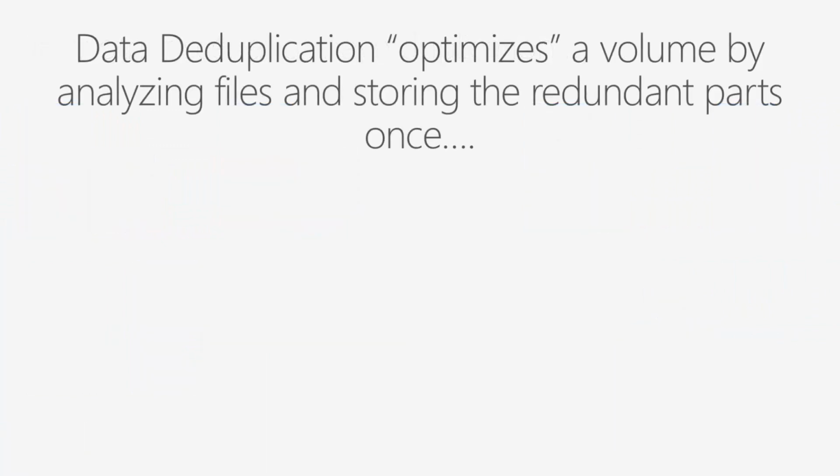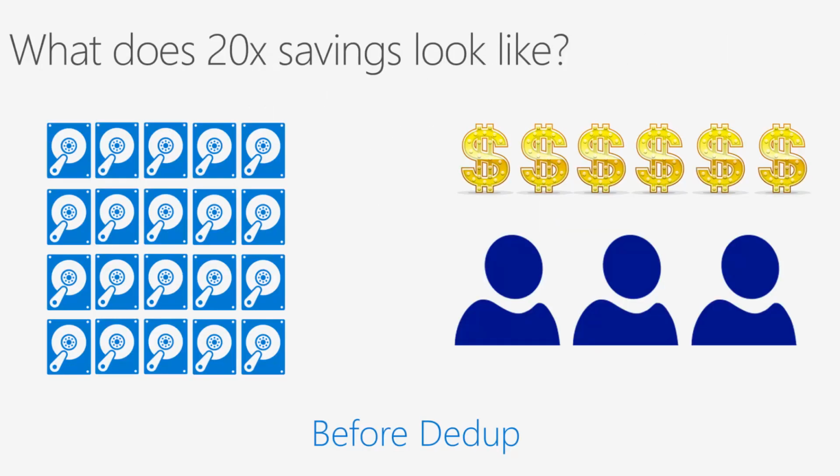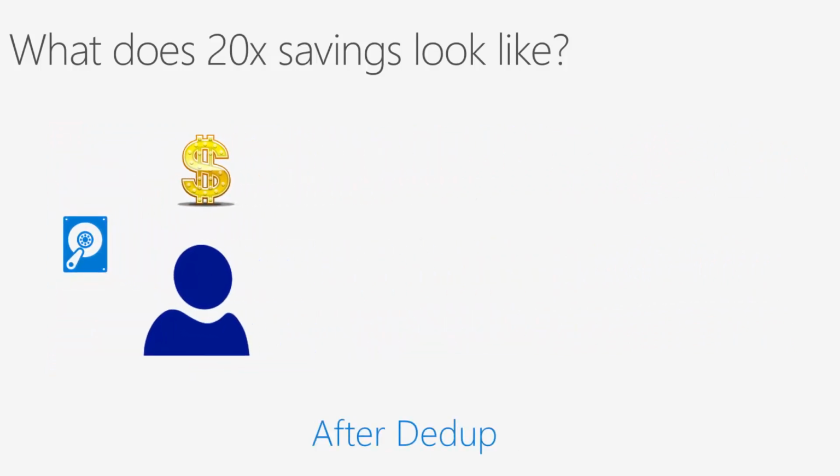Data deduplication optimizes a volume by analyzing and storing the redundant parts once. This could increase your storage efficiency by upwards of 95%. So what does 20 times the savings look like? Well, here's a before dedupe, and here's an after. That's pretty significant.